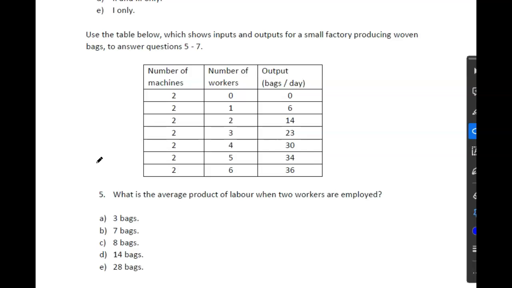Okay. Now the next one, what is the average product of labor when 2 workers are employed? When 2 workers are employed, the output, the number of products, is 14. The number of workers is 2. So 14 divided by 2 is 7 bags.